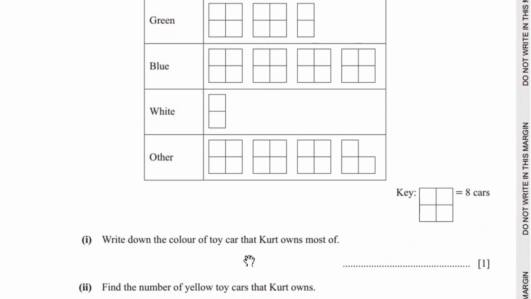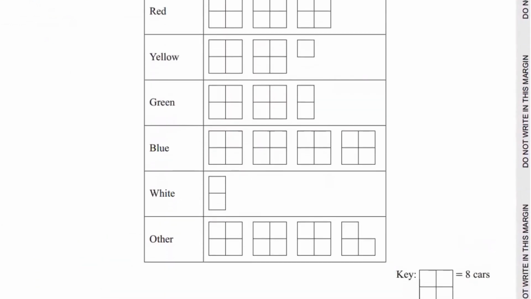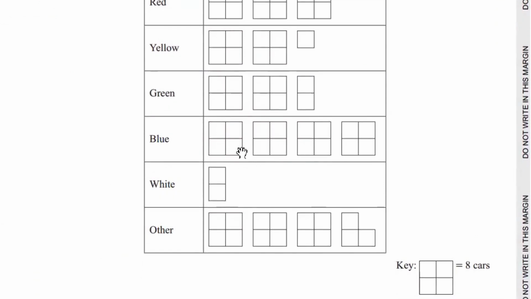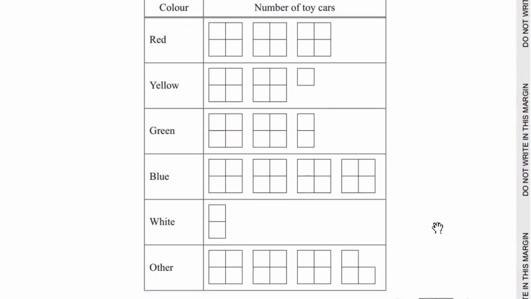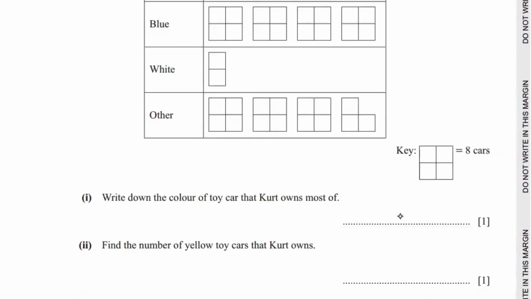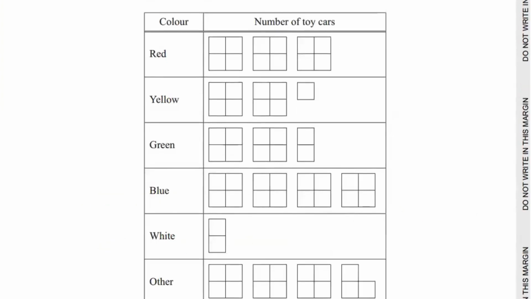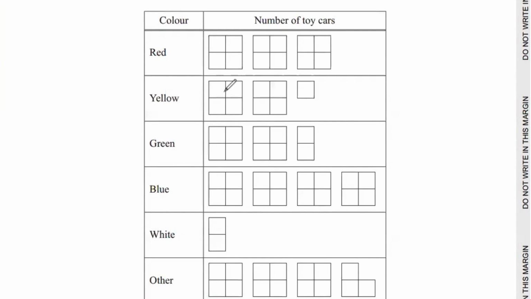It says write down the color of toy car that Kurt owns most. So most would be blue because it has the greatest number of squares. Then it says find the number of yellow toy cars that Kurt owns. So for yellow, we can see that this is one complete 8, another complete 8, and this is a 2. So that's 18 in total.